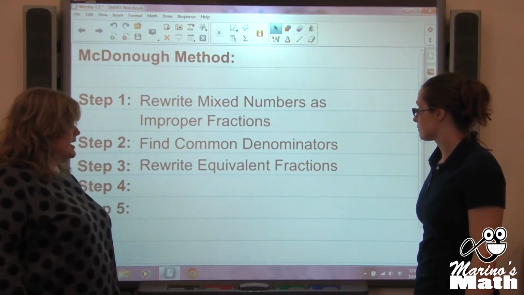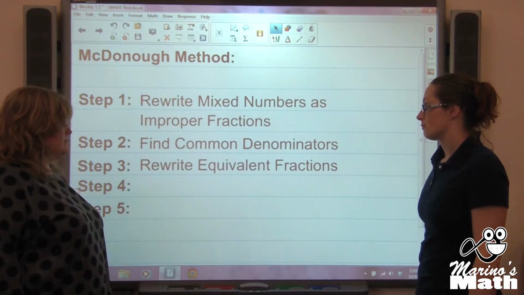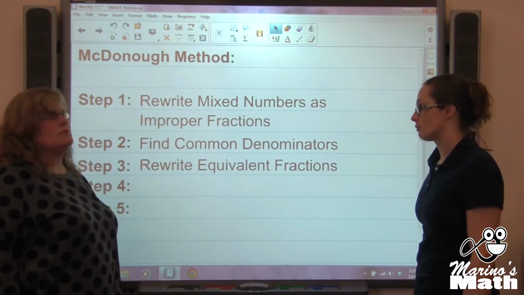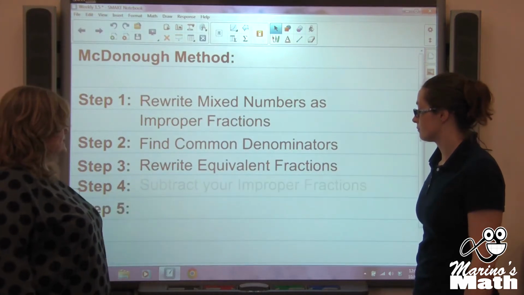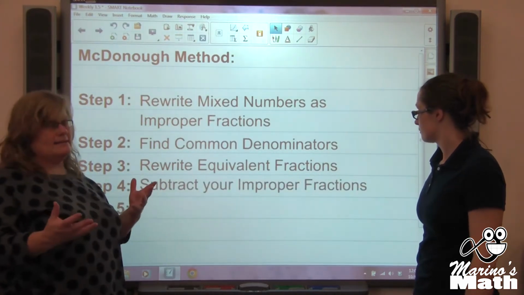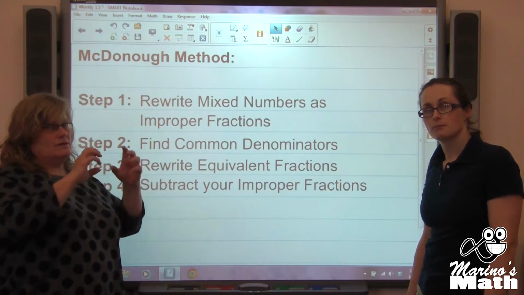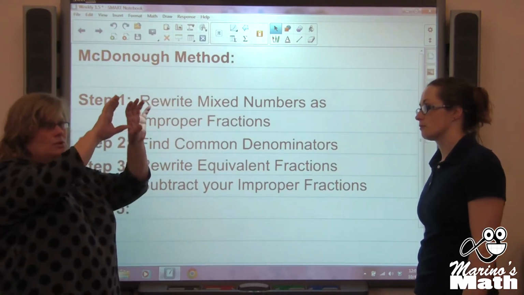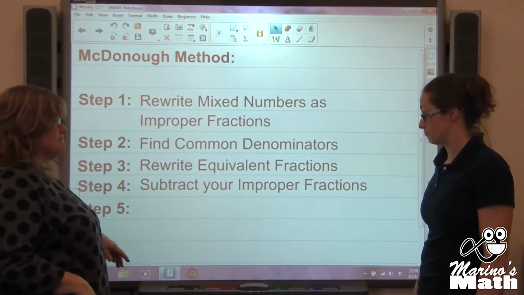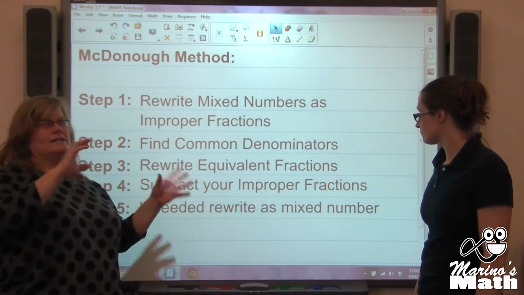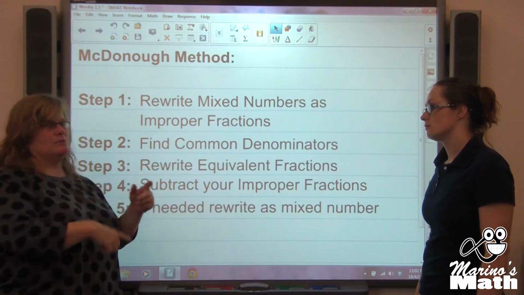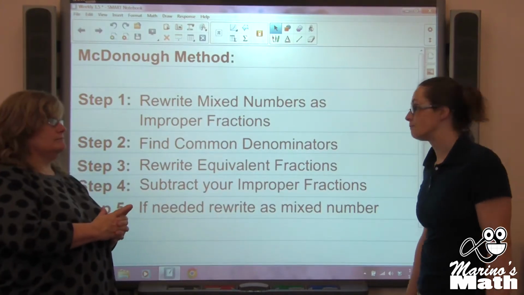Then we're going to rewrite the fractions as equivalent fractions so that we have the same denominators when we're changing them to the common denominators. And then we're going to subtract. And remember, with fractions, once you have the denominators the same, you only subtract the numerators. And then if we need to, we might have a top-heavy improper fraction that we need to rewrite as a mixed number again.